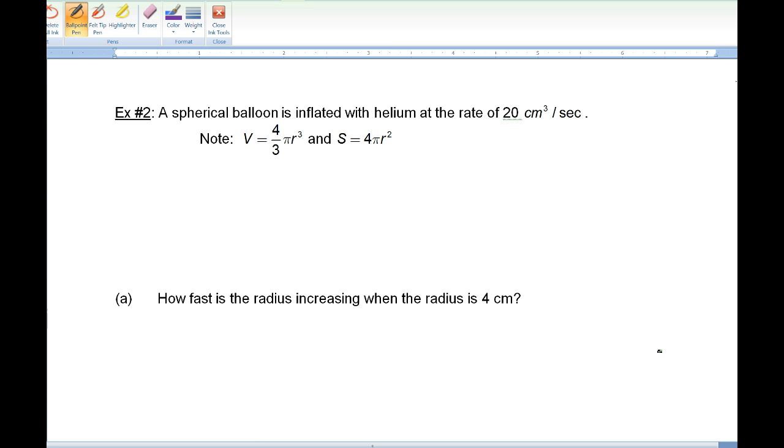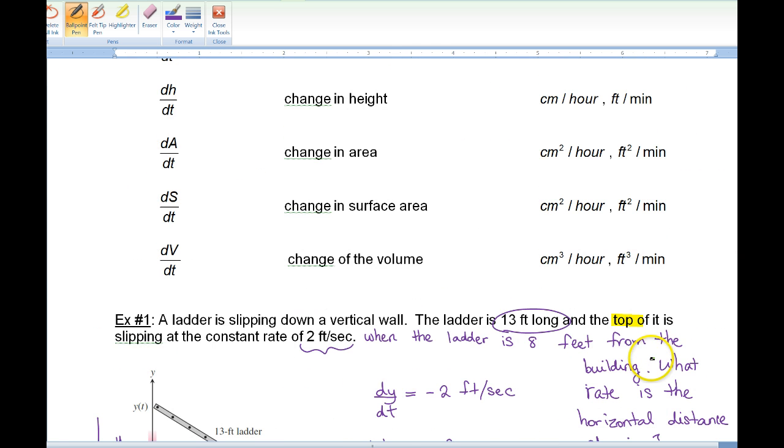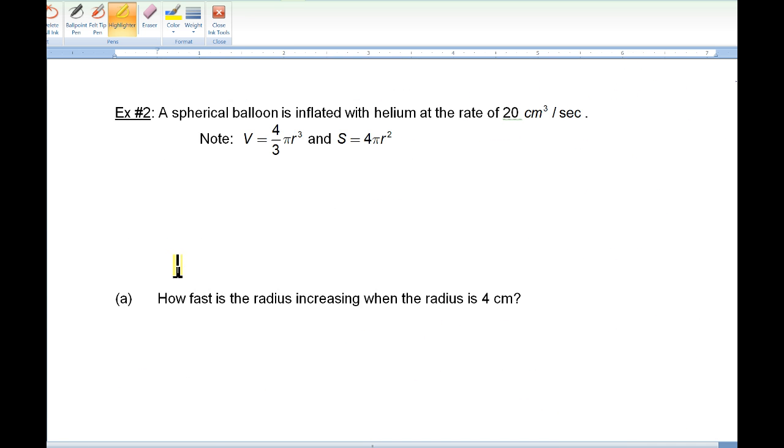Remember that table I gave you? Do you see how this one here has cubic? I know right away that's dV/dt that they provided to us, because of the cube. Cube is always going to be change in volume. So that's one easy part. The only easy part.